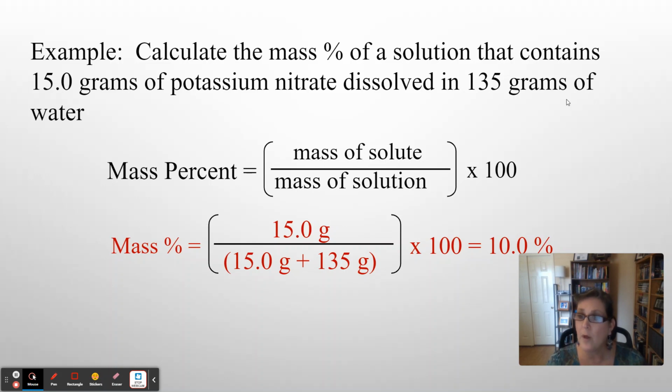Make sure you add those first. Then divide, then multiply by 100, and we get 10.0% because we need 3 sig figs. Everything had 3 sig figs. All right, that's a very typical mass percent problem. You need to practice more of these by looking at your worksheet and end of chapter problems. You will definitely see mass percent again.